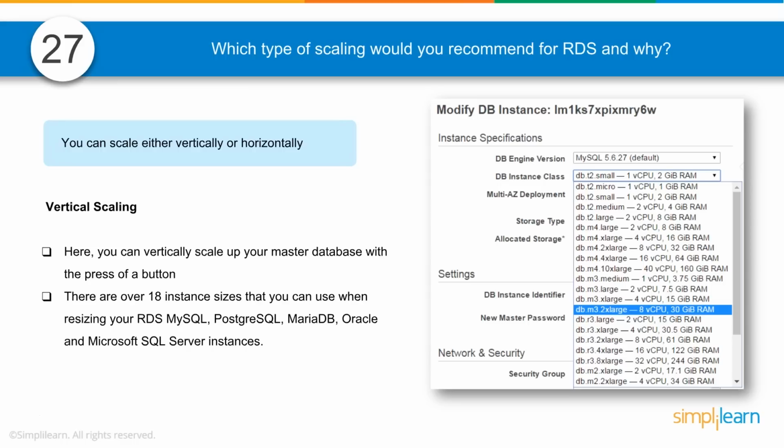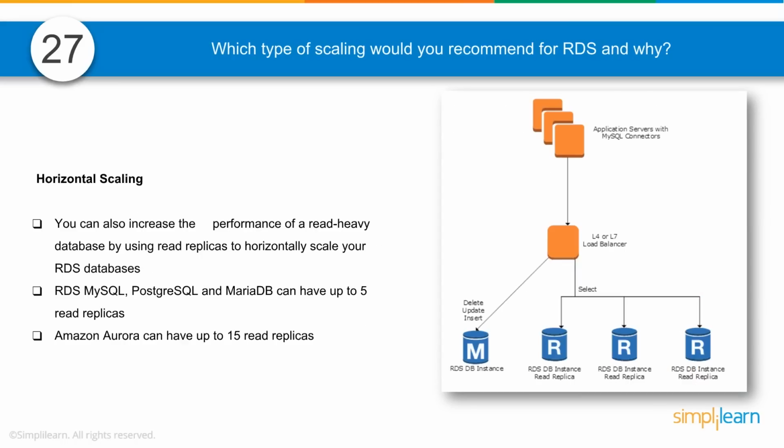Right, that's horizontal scaling. So a database can only be scaled vertically, and there are 18 different types of instances we can resize our RDS to. This is true for RDS MySQL, PostgreSQL, MariaDB, Oracle, and Microsoft SQL Server. There are 18 types of instances we can vertically scale up to. On the other hand, horizontal scaling is good for replicas. So they are read-only replicas. We're not going to touch the master database.